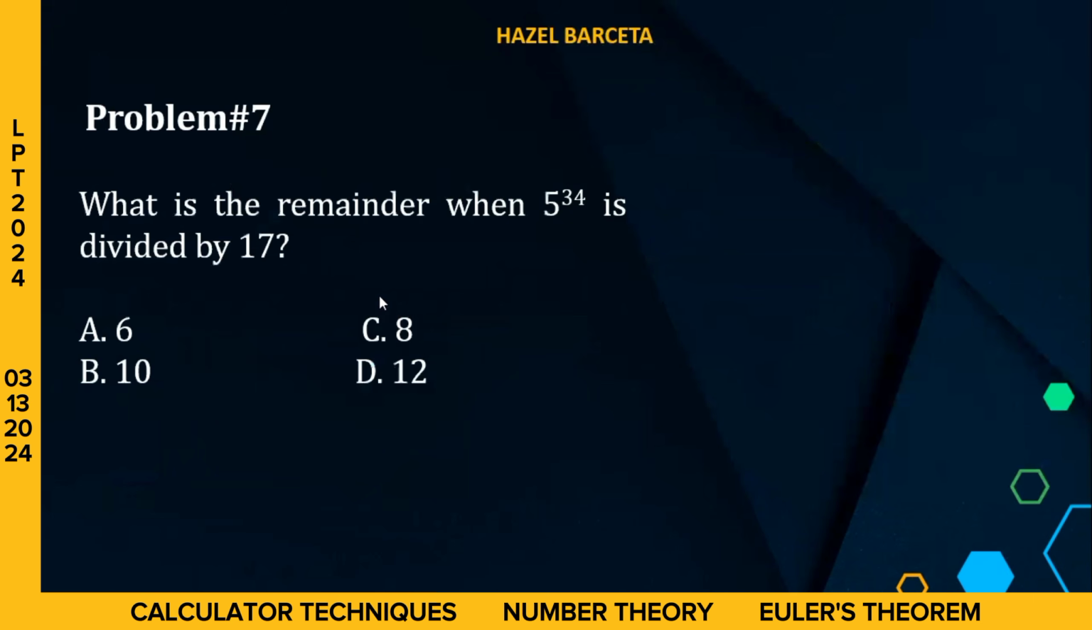Problem number 7. What is the remainder when 5 raised to 34 is divided by 17? 17 is a prime. 5 is a prime. So, GCF is equal to 1. Okay? Then, this is our problem. 5 raised to 34 is congruent to a question mark remainder mod 17.